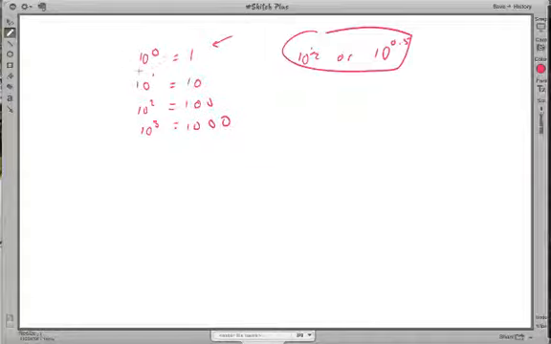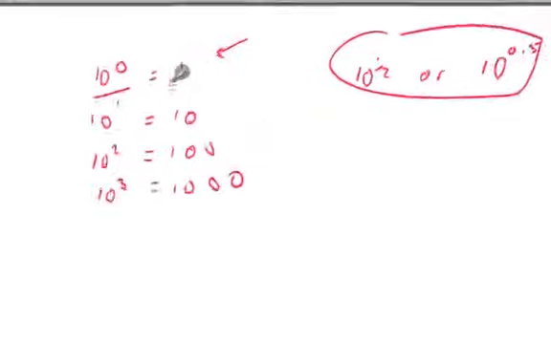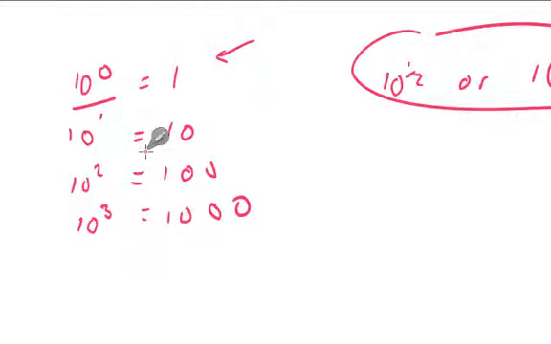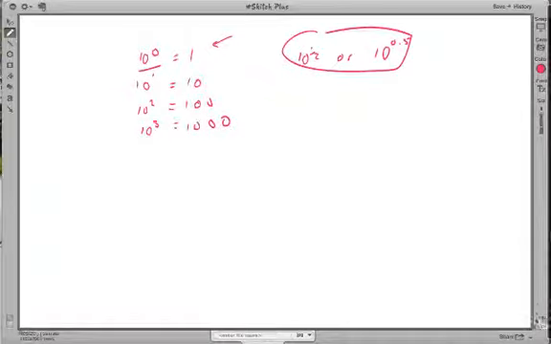But we do need you to understand that anything to the 0 power is 1. 10 to the 0 power is 1, and any number to the 0 power ends up being 1. So it's just something for you to put in your little factoid file folder that you have in your brain.